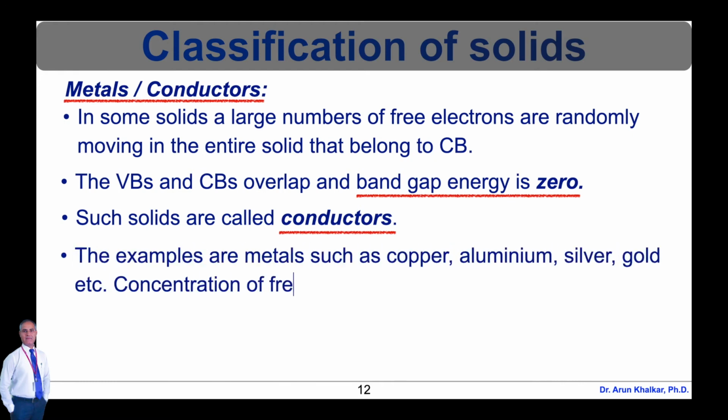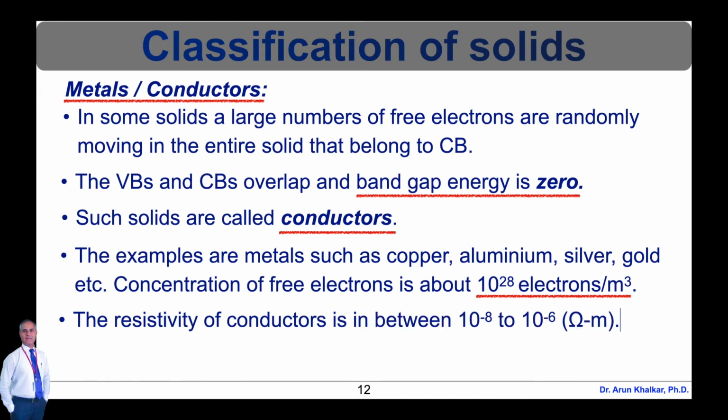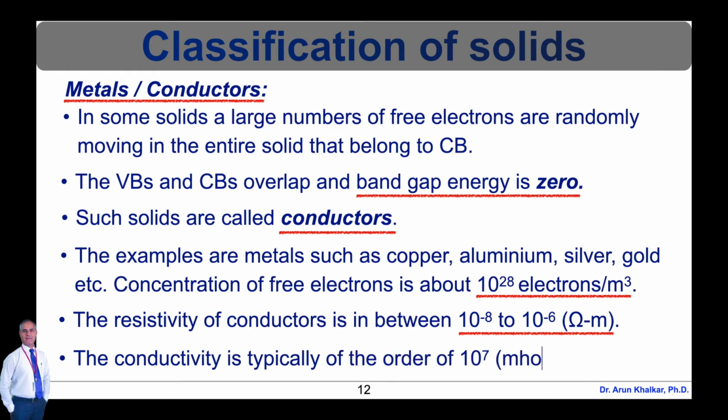The examples are metals such as copper, aluminum, silver, gold, etc. The concentration of free electrons is about 10 raised to 28 electrons per meter cube. When an electric field is applied, these large numbers of electrons readily jump into the conduction band and current flows in a large quantity. The resistivity of conductors is in between 10 raised to minus 8 to 10 raised to minus 6 ohm meter. The conductivity is typically of the order of 10 raised to 7 mho per meter.